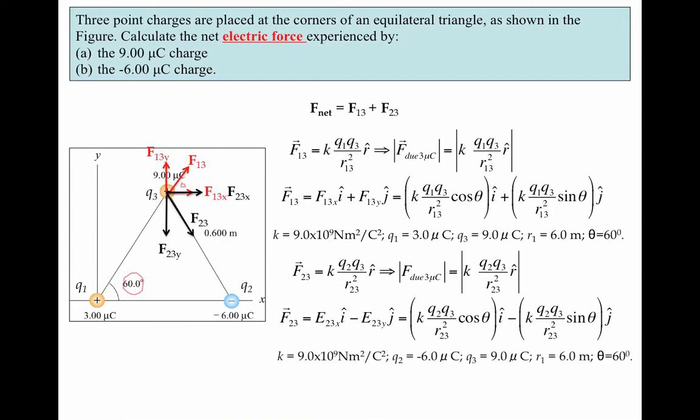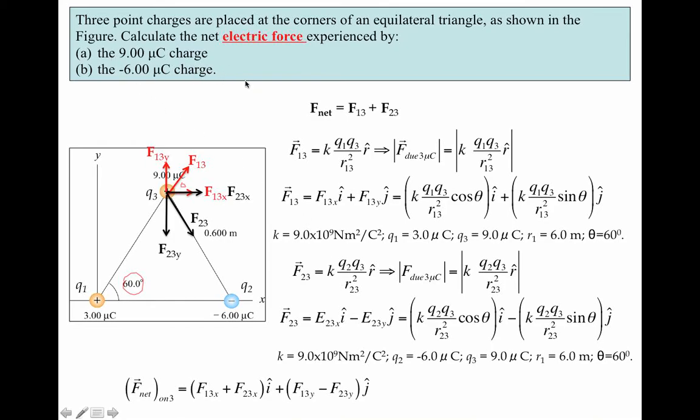Again, I use the given information Q2, Q3, and the angle again is 60. Once I do that, all I have to do is the net force on 3 will be F13x plus F23x along the i hat direction, and F13y, this one here, minus this one, and that will give me the j hat component. And that's it. You just have to work out the numbers.